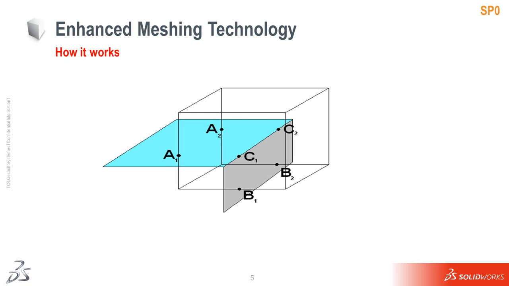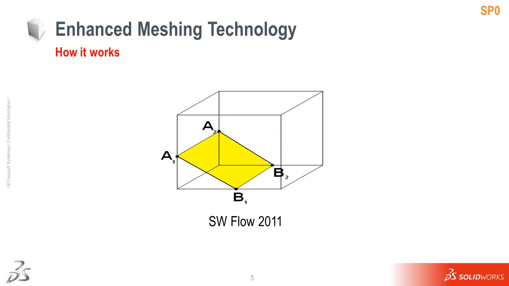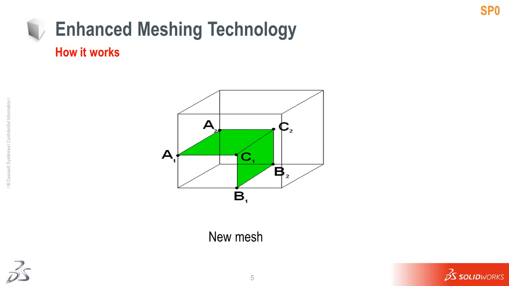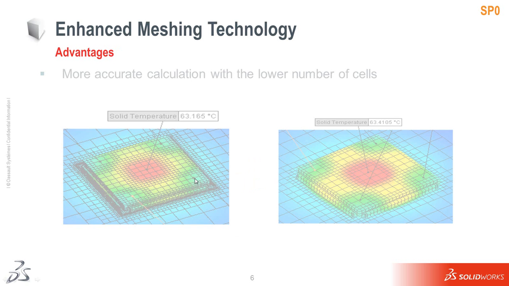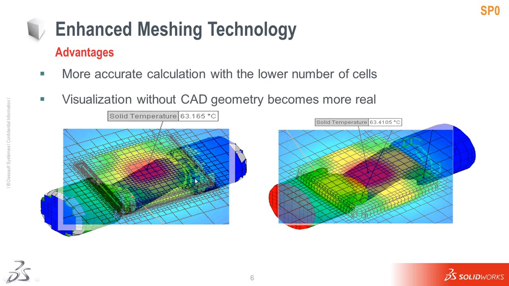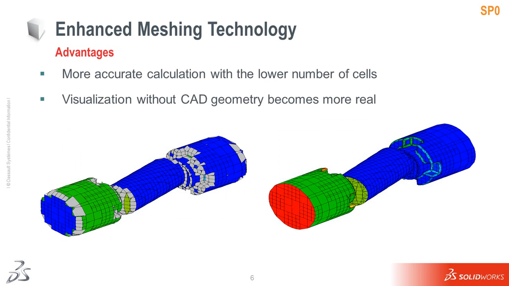How does this enhanced meshing technology work? This advanced geometry resolution technology uses points on the real CAD edge, here points C1 and C2, to build two faces, A1 C1 C2 A2 and B1 C1 C2 B2, which correspond to two new CAD faces. With the enhanced meshing technology, the CAD geometry is better captured for a better accuracy with less local mesh refinement.